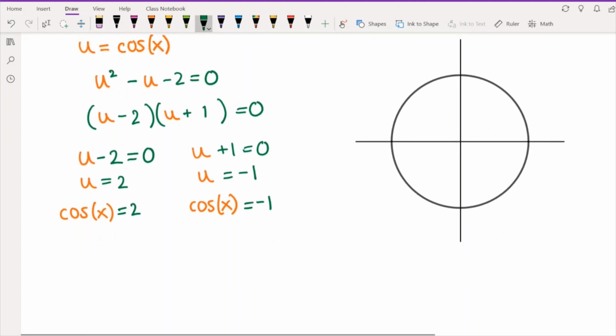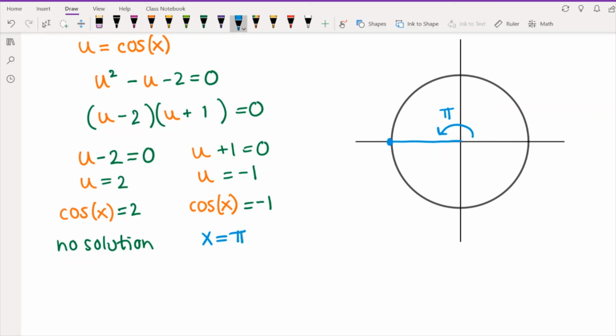Okay, so let's solve each of these equations. Cosine of x is equal to 2 is going to have no solutions, right? Because there are no angles that you could plug in that would make cosine equal 2. Now, for the next part, we have cosine of x is equal to negative 1. That means we're looking for angles where the x coordinate is negative 1. The only angle where that happens is pi. And so this actually only has one solution in the interval from 0 to 2 pi, which is pi.